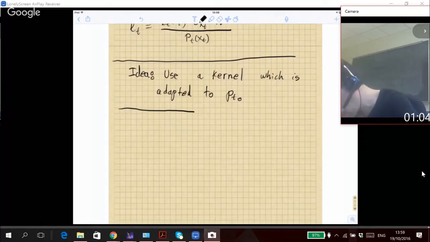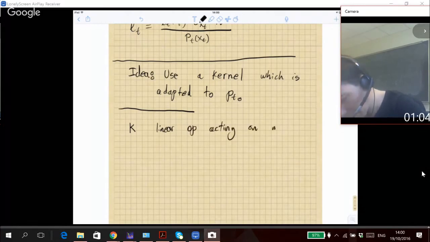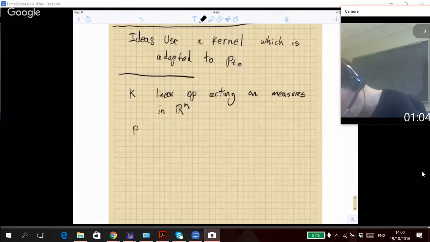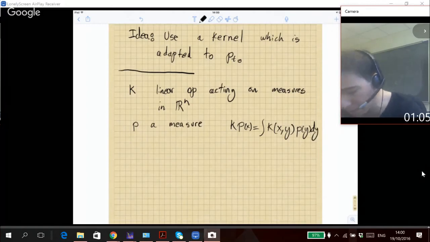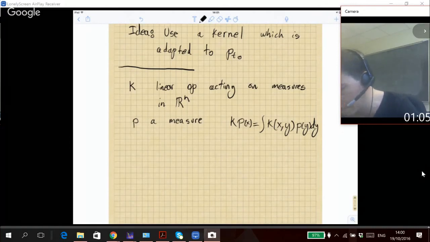Let's say we have some K, which is a linear operator acting on measures in Rn. By this we mean if P is a measure, then we define K of P at X as the integral of K, a function depending on two variables. So I'm allowing myself to freely change between densities and measures. K takes the density P and returns the density KP.